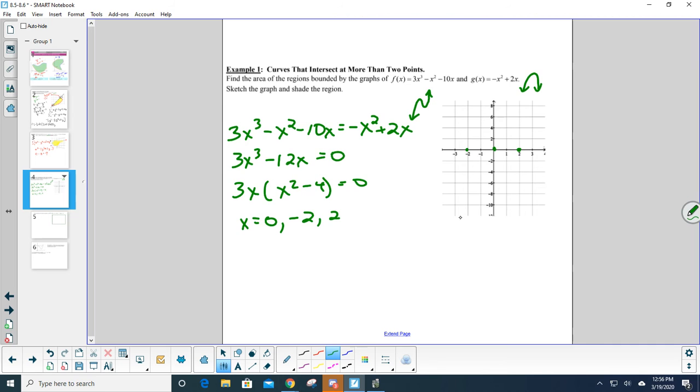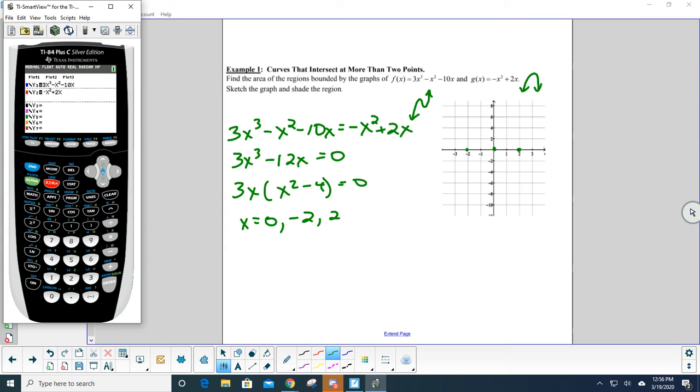So I'm going to have more than one piece that I'm going to have to find the area of. I'm betting this thing is going to go like this. And I'm betting my parabola is going to do something like that. That's my guess. So I'm going to come over here and check it out and see if I'm right.